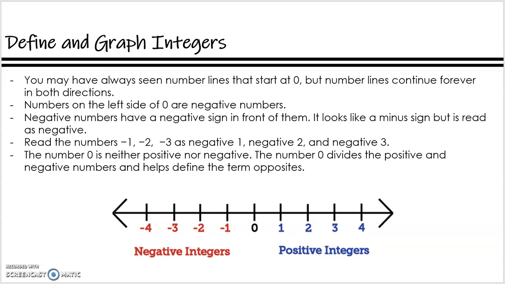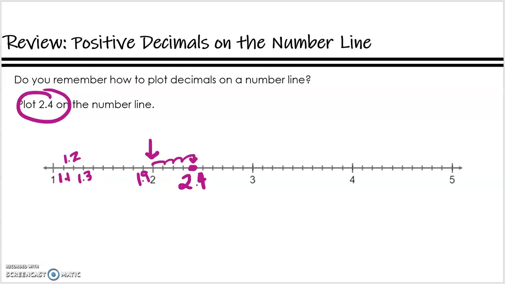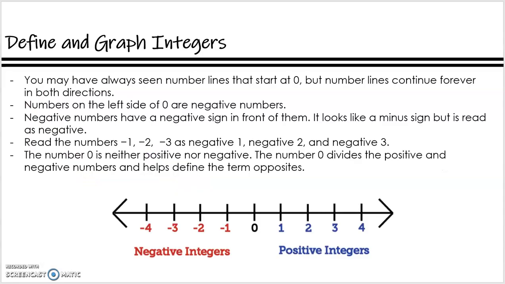So let's talk about what an integer is. You may have always seen number lines that just start with 0, like on the previous page, or this one is only positive numbers, okay? But number lines continue forever in the positive direction and in the negative direction. Numbers to the left of 0 are always going to be negative. Numbers to the right of 0 are always going to be positive.